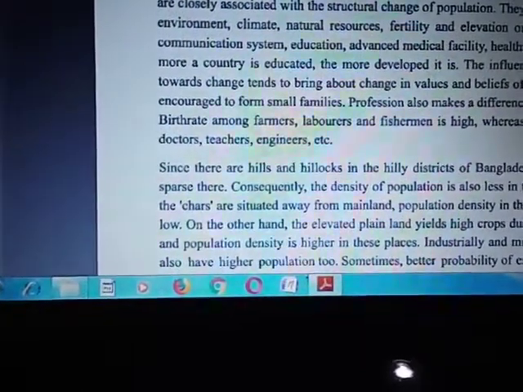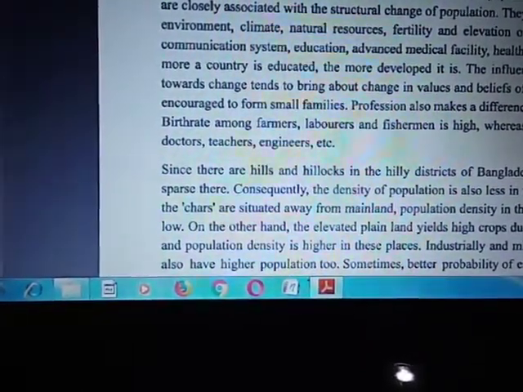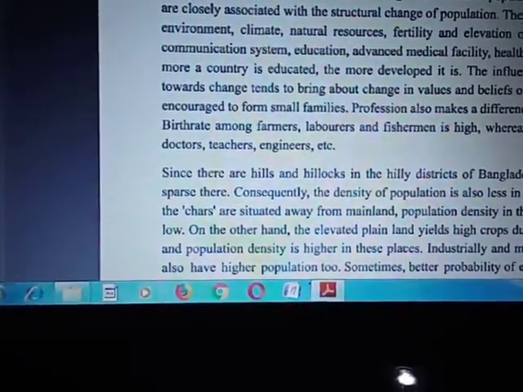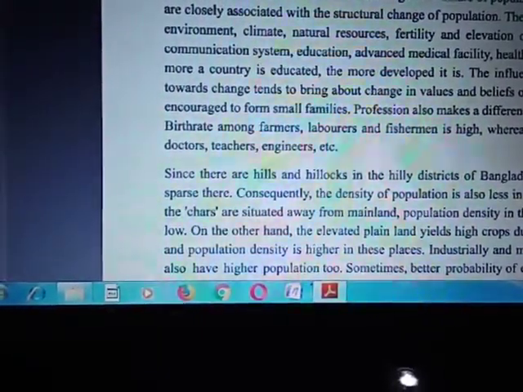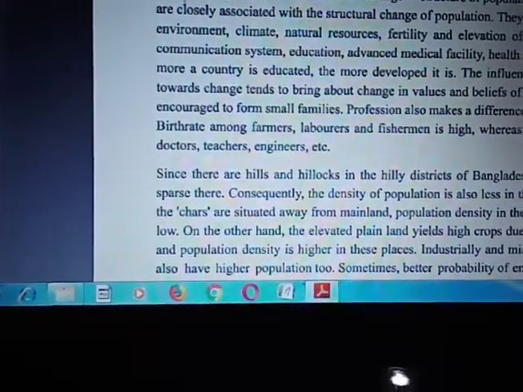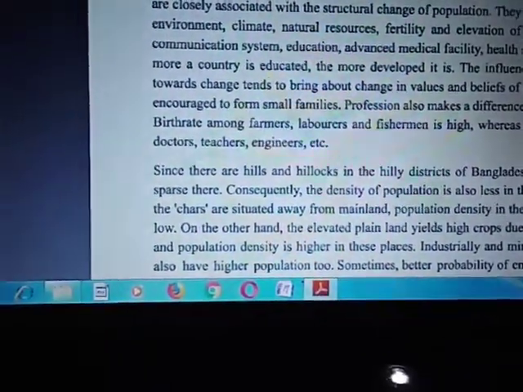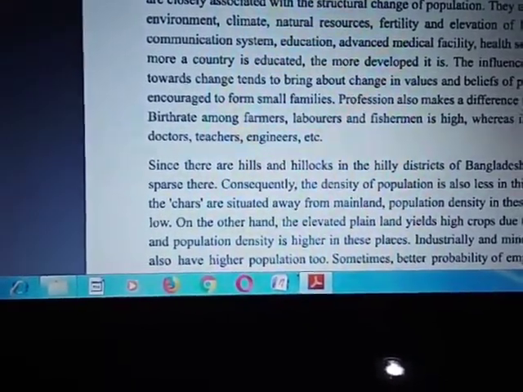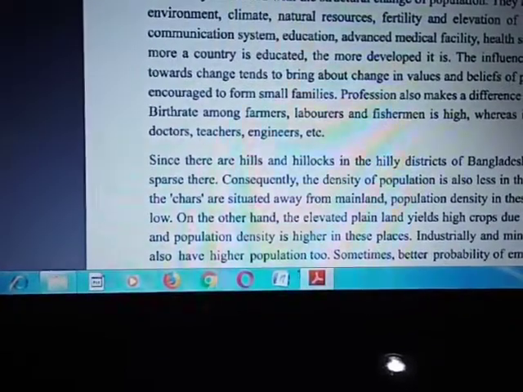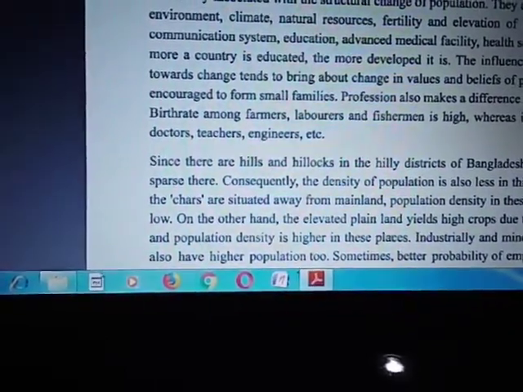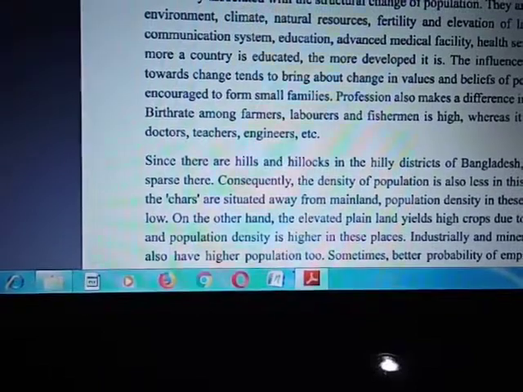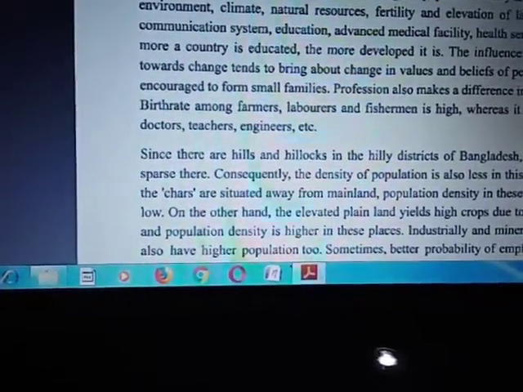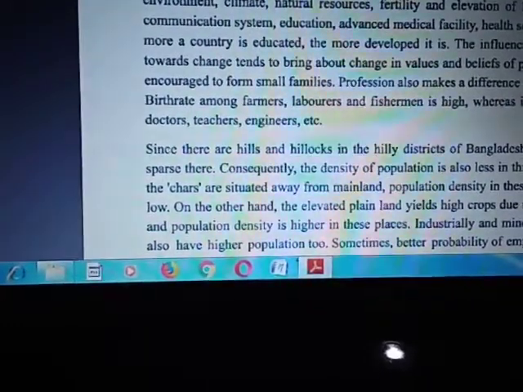Sub-aspects closely associated with the structural change of population are geographical environment, climate, natural resources, fertility and elevation of land, developed communication system, education, advanced medical facility, health service. The more a country is educated, the more developed it is. The influence of knowledge brings about change in values and belief of people. They are encouraged to form small families.